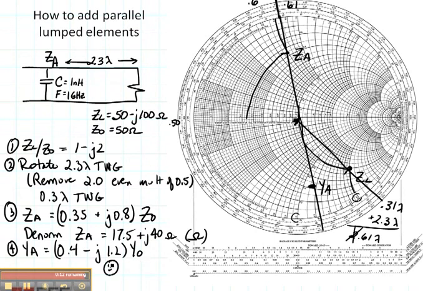Then the next thing that I need to do is calculate ZC, or YC rather, because it's in parallel, which is j omega C. And in order to find YN, I'm going to just take YC and add it to YA.